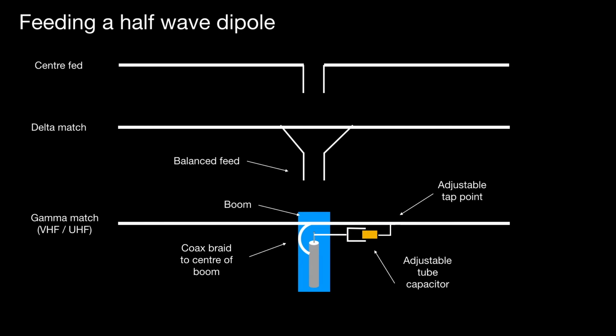And then for UHF and VHF, quite often a gamma match is used. And there we see the half-wave dipole mounted on a boom, and the coax braid is connected to the center of the boom, and the center of the coax is connected to an adjustable tube capacitor, and that in turn connects to the one arm of the half-wave dipole at an adjustable tap point. So the capacitor there is to take out any residual inductance that we may experience, and the tap point will determine the impedance.